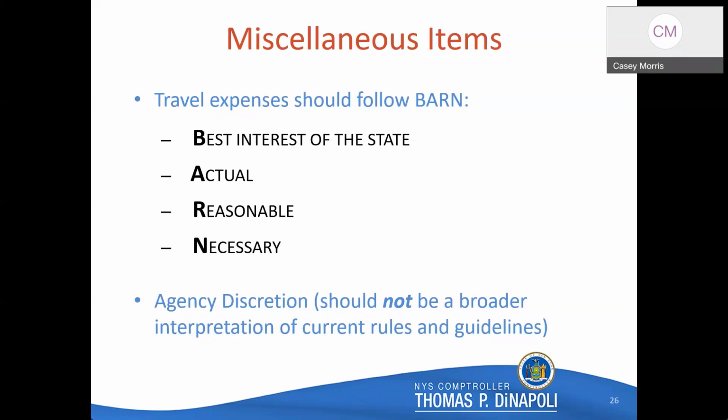And it's also important to discuss agency discretion, especially in the event of specific travel scenarios that do not have clear black and white criteria to support. We ask agencies to use their agency discretion when reviewing and approving travel-related expenses. And this is where the BARN method just mentioned is very useful. And it's also important to note that it should not be a broader interpretation of the current rules and guidelines.